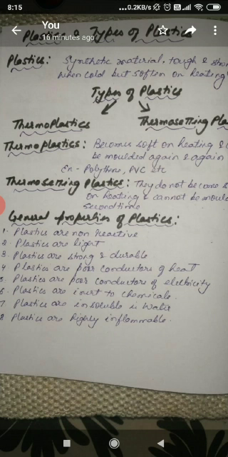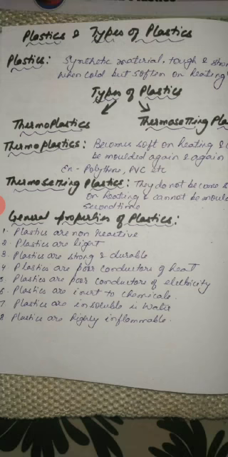Plastics are poor conductor of electricity. So bakelite is used for making electrical switches and plugs. So we can see that switchboard plugs, they are all made up of bakelite. PVC is used as an insulation cover in electric wires.